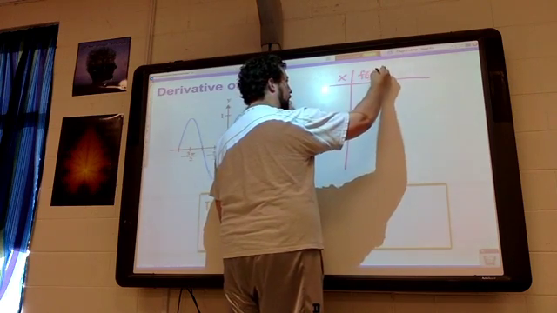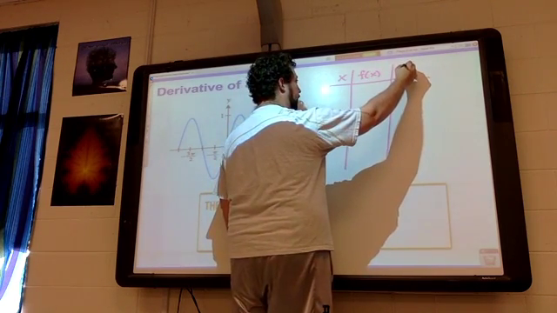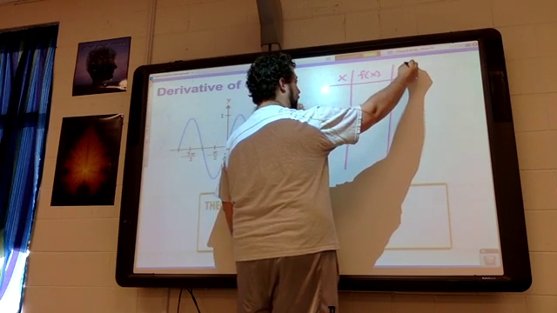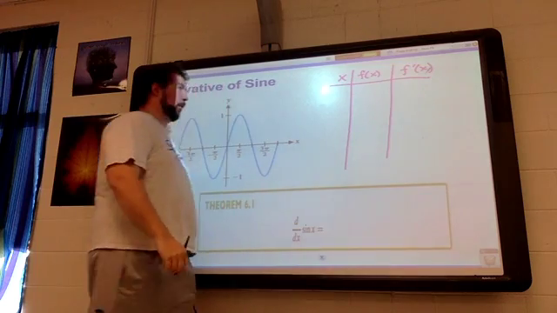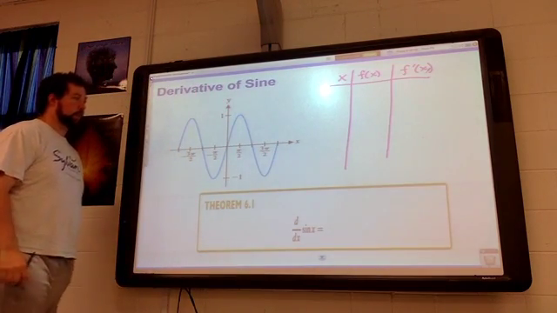Function and the derivative. I probably won't even use that column, but I'll put it there. So let's look at a couple places.